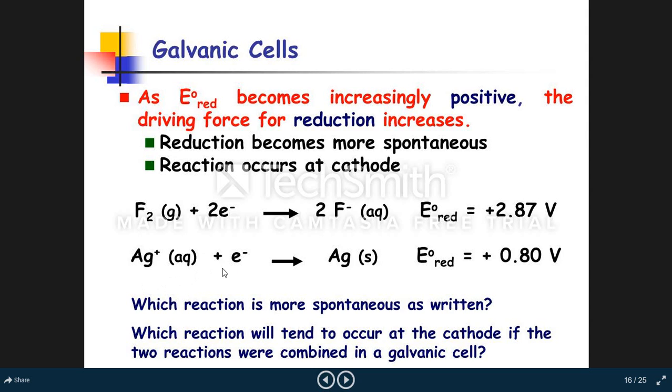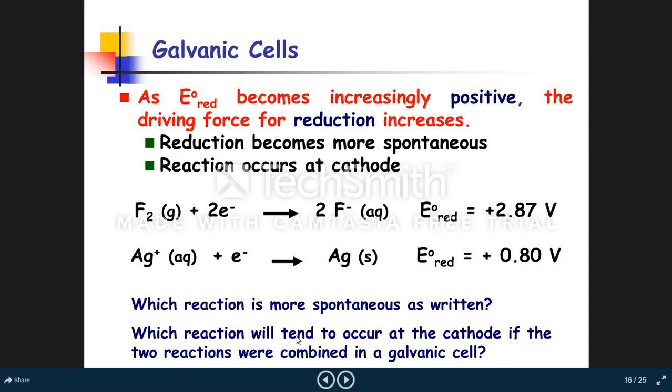Ag aqueous, when it gains one electron, will be Ag in solid state. Also, it's positive, 0.80 volt. Which reaction is more spontaneous as written?